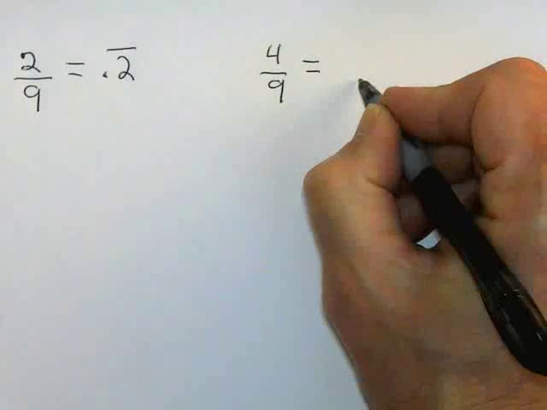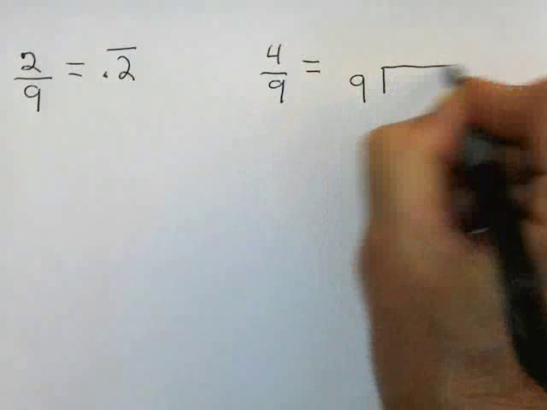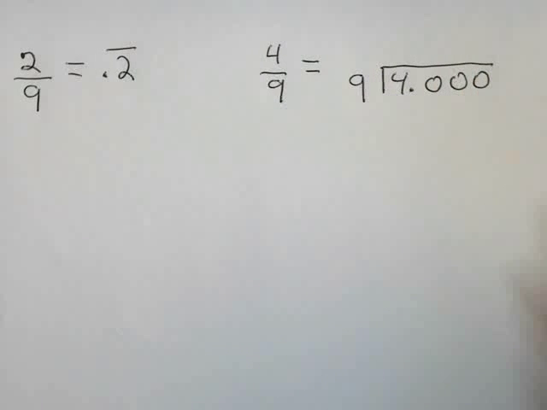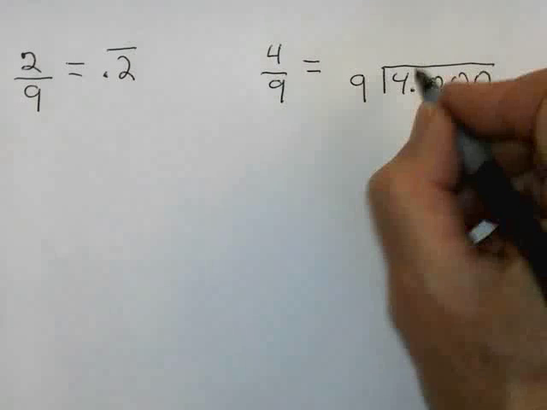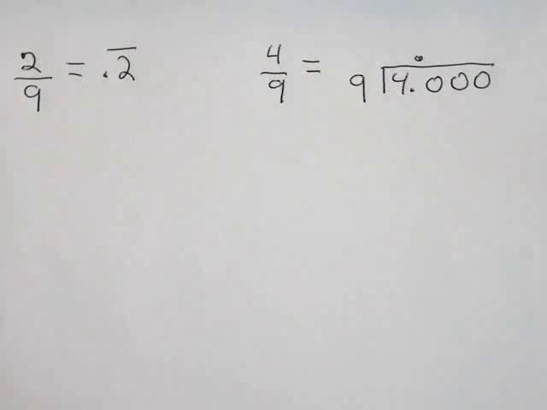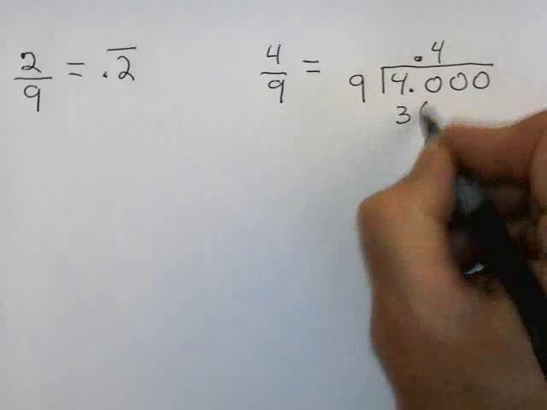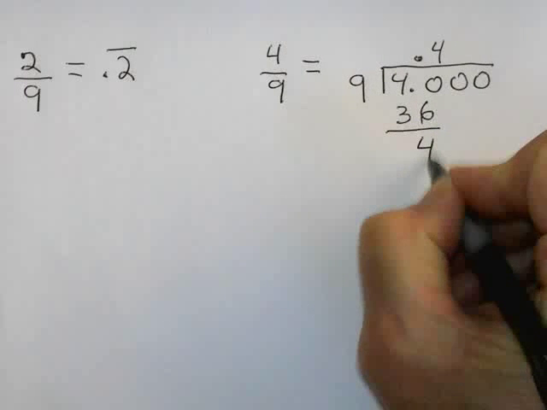And once again, I'm going to divide the numerator by the denominator. And in this case, I'm going to add some zeros. I put in my decimal point. I'm going to bring my decimal point up. And 9 will fit into 40 4 times, which is 36. And I subtract, and I get a 4 again.